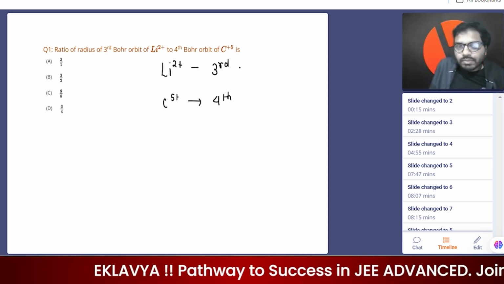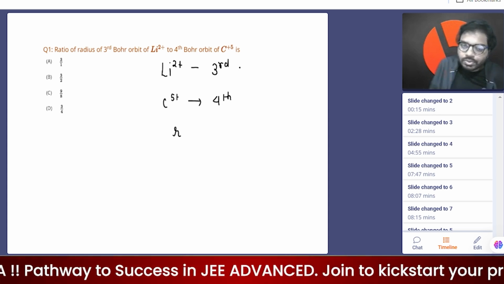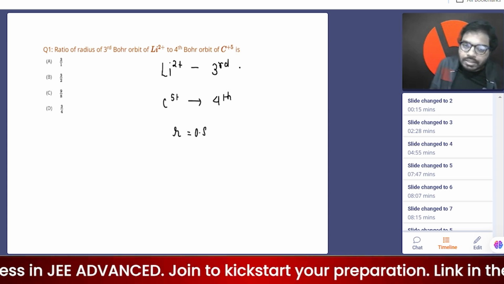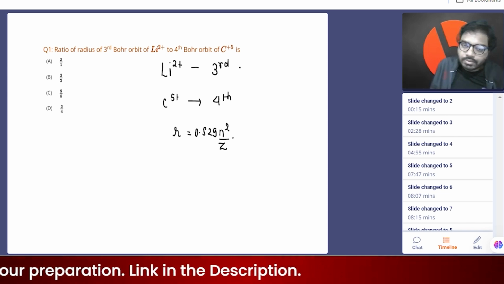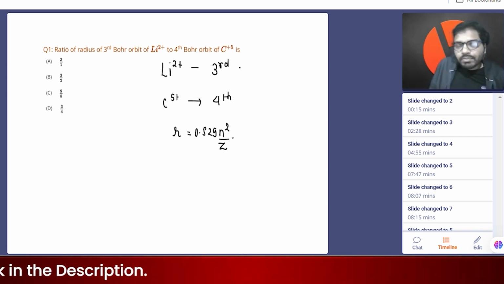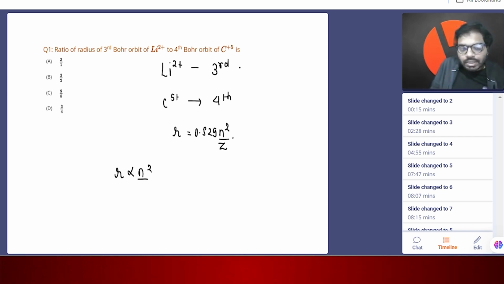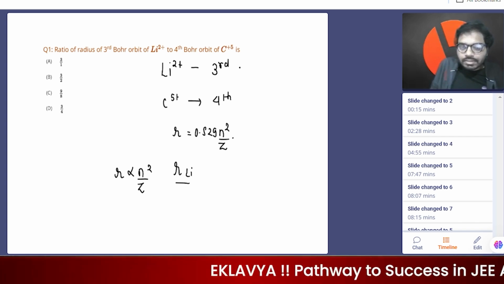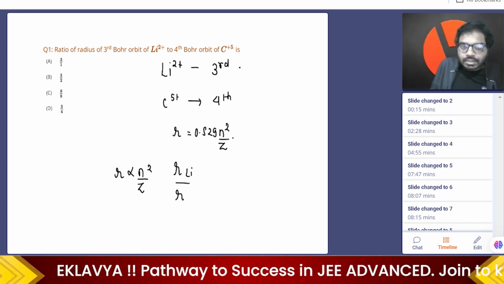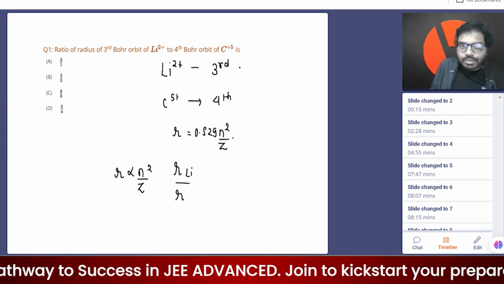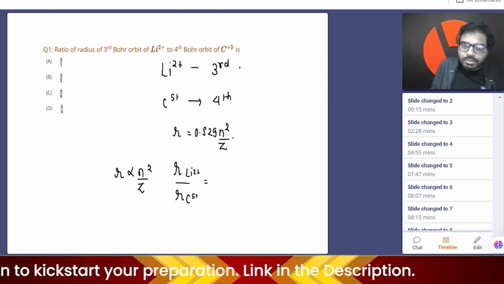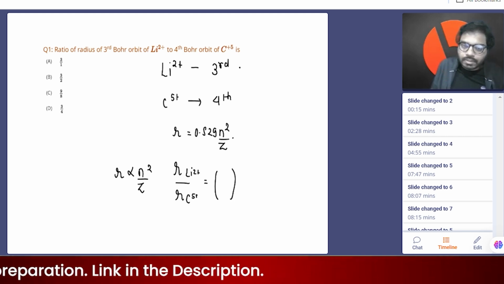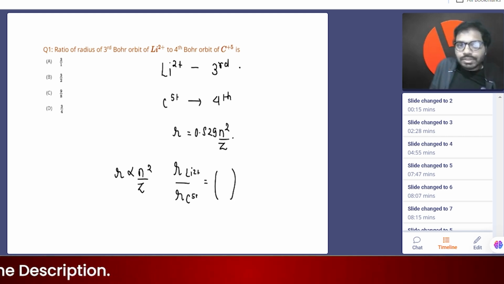So whenever we have to find out the ratio, we know that the formula R equals 0.529 n square upon Z. So whenever we have to find out the ratio, we will use R directly proportional to n square upon Z. So I can write here just for the lithium. Then I have to find out the ratio for lithium to carbon. I will write here lithium dipositive and carbon 5 positive. n square upon Z for the lithium.